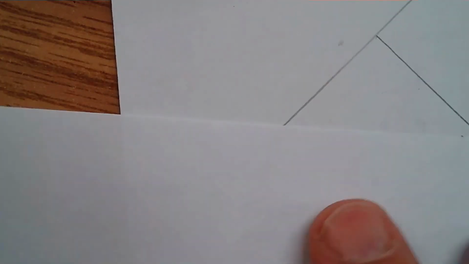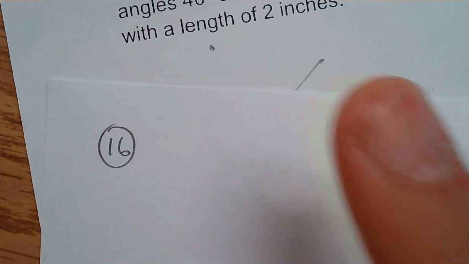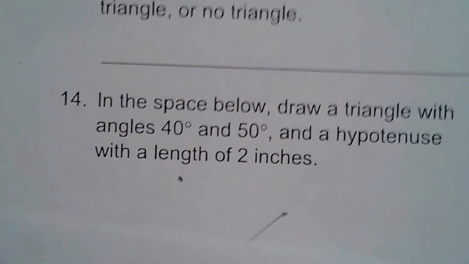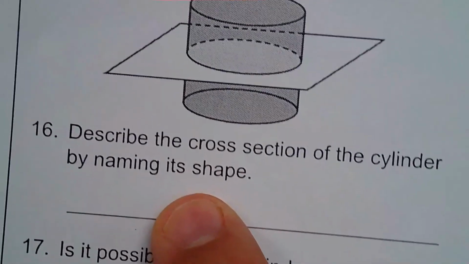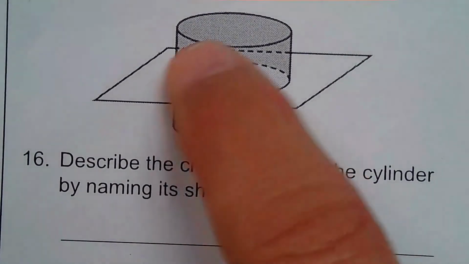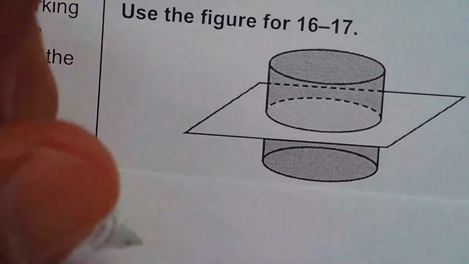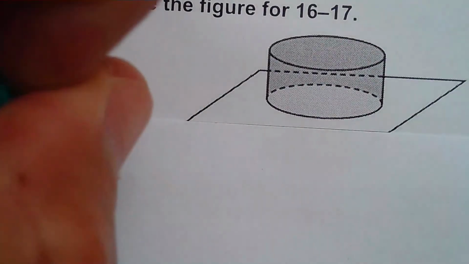And number 16. Ooh, I got to go to the other side here. Number 16 is, where's number 16? Oh, here. Describe the cross section of the cylinder by naming its shape. Oh, that's easy. That's just a circle, right? So it's just circle. 16, circle.